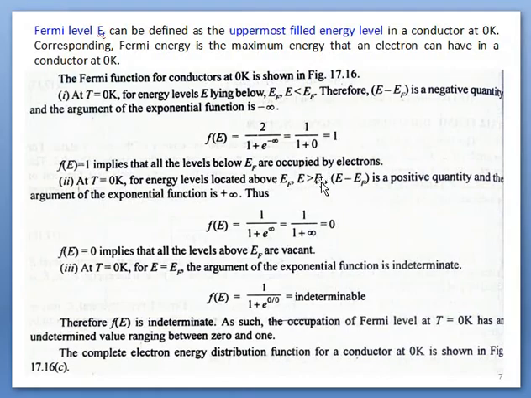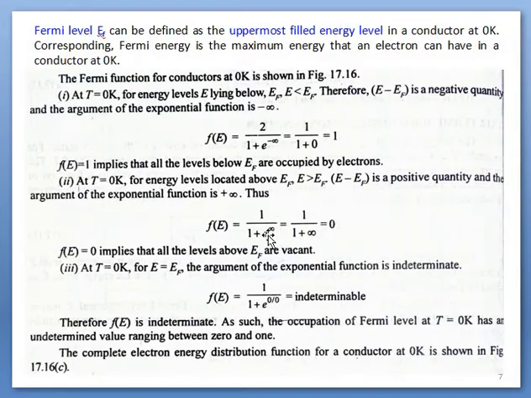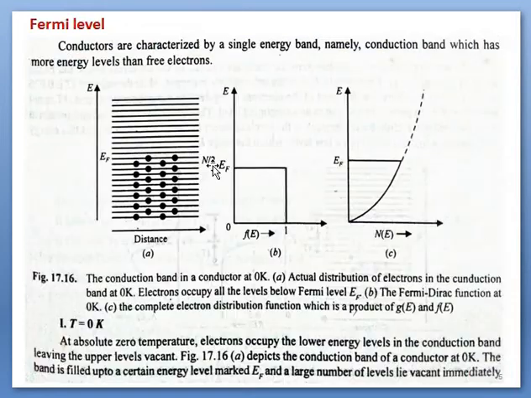If E is greater than Ef at T equal to 0, then T is 0 means 1 by 0 is infinite, and E greater than Ef means plus infinite. So e power infinite means infinite. So 1 by infinite means 0. We have already seen that upper energy levels are empty, so the probability of being filled by electrons will also be 0.